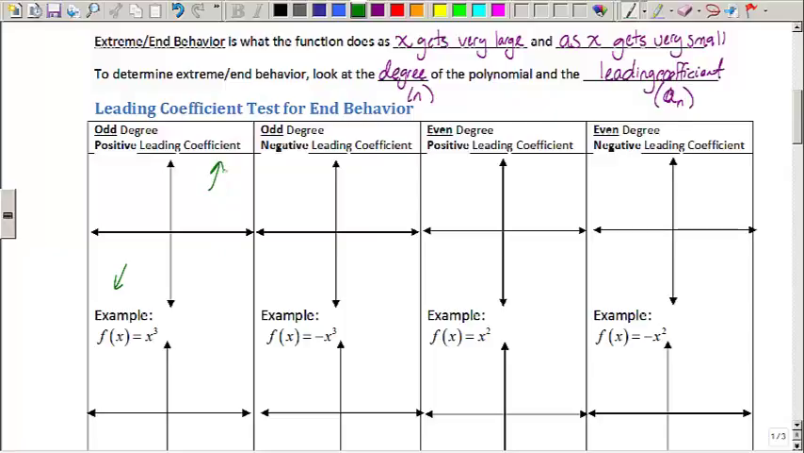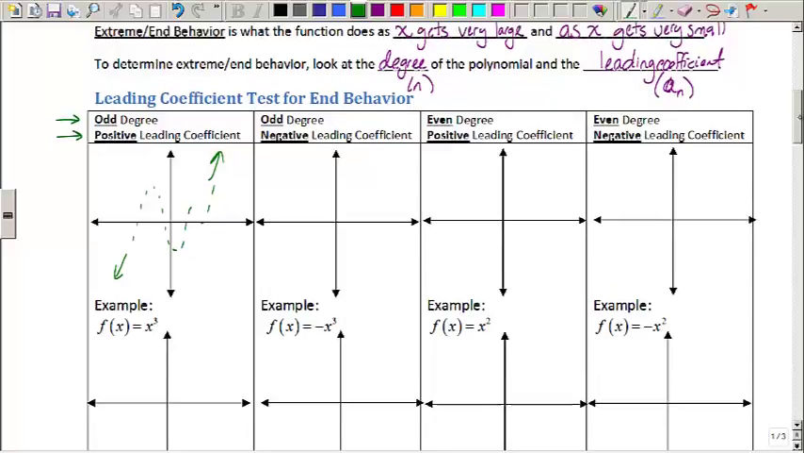What happens in the middle of the graph? Well, I don't really know at this point. All I know is that I have an odd degree and a positive leading coefficient. My end behavior will go up forever to the right and down forever to the left.